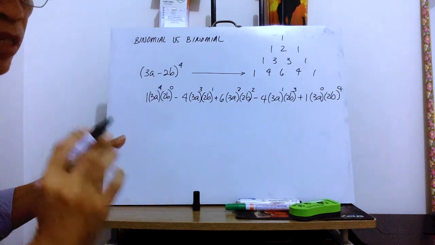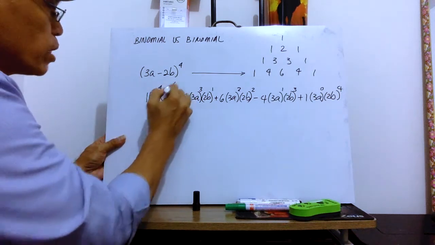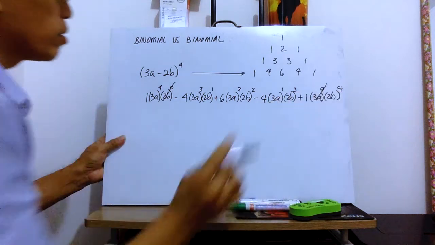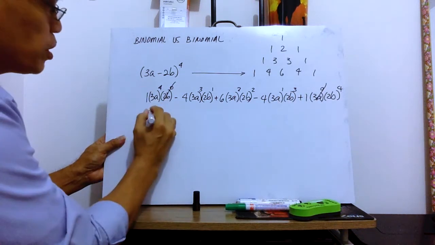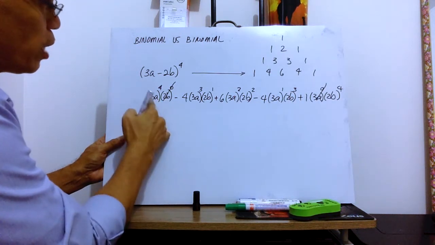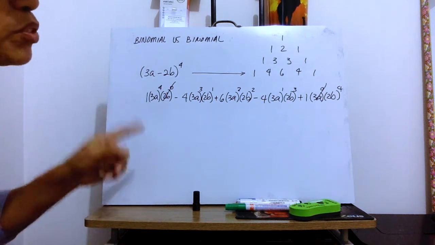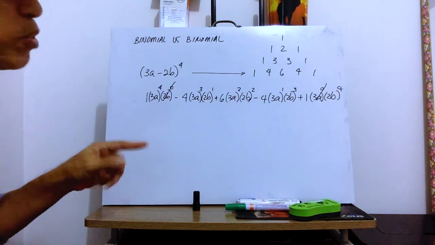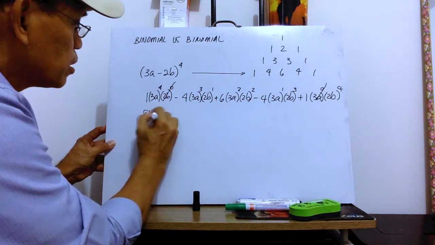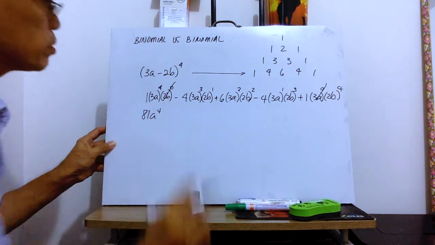Remember, any term raised to 0 is 1. So we cancel this, we cancel that. Okay. So our first term is 3a raised to 4. What is 3 raised to 4? That's 3 times 3, 9 times 3, 27 times 3, that's 81. 81 a to the 4.